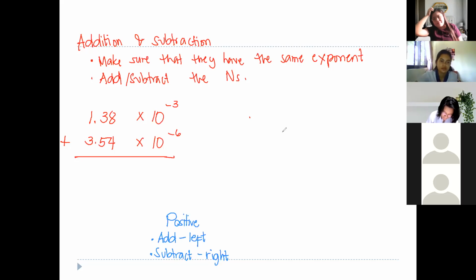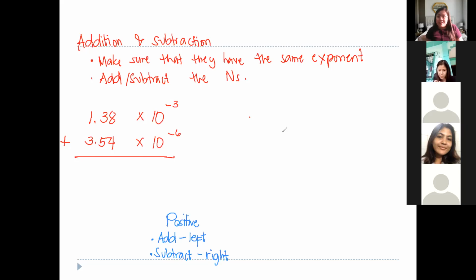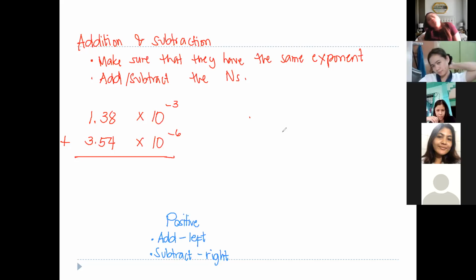What do you think should be adjusted here? The 1.38, ma'am. The 1.38 or the 3.54? For 0.54, ma'am. To be more convenient, we adjust the smaller number. Which is smaller there? The 1.38? The 3.54, ma'am. Okay, very good.